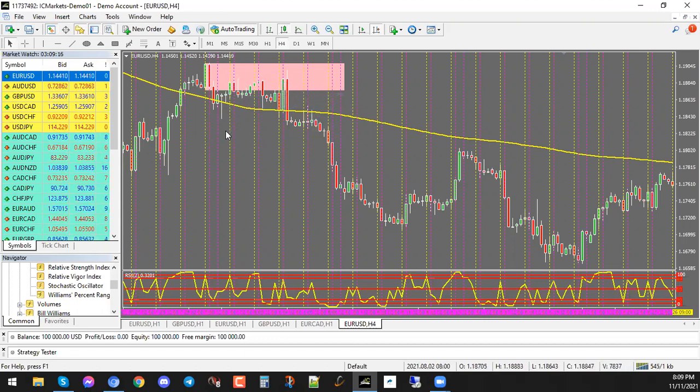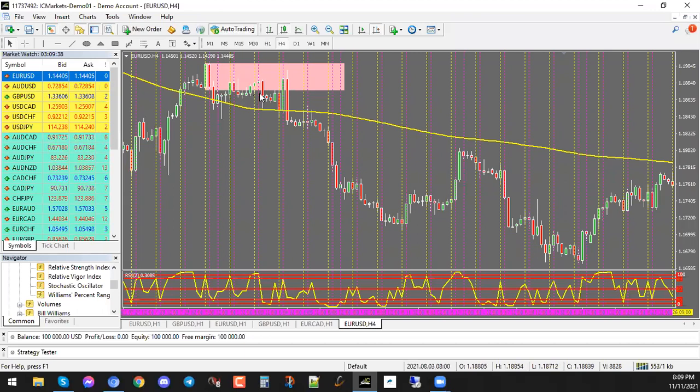Now, we want to look at the areas where we find strong moves because it shows how much interest they have in that area. So you want to look at areas where they have a lot of interest, which means that the price is going to be moving very aggressively in those areas.